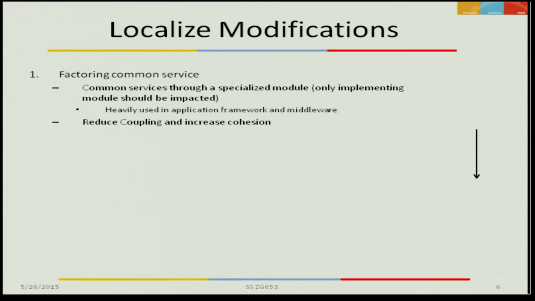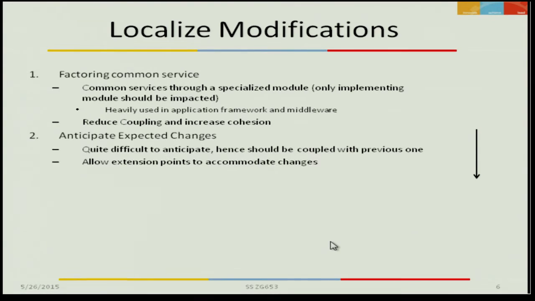Typically these techniques are used in application frameworks and middleware, so that your code is not impacted. You can always use your code, and you can use different versions of the middleware. It definitely reduces coupling and increases cohesion.